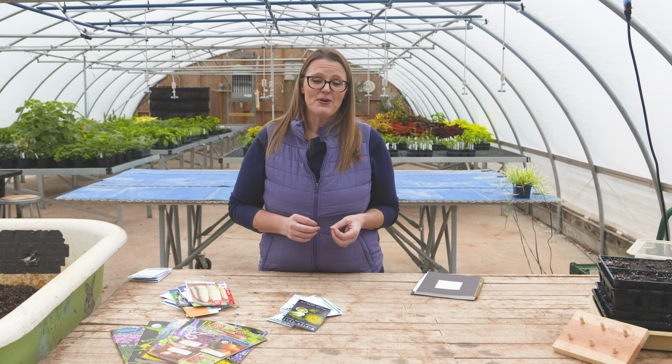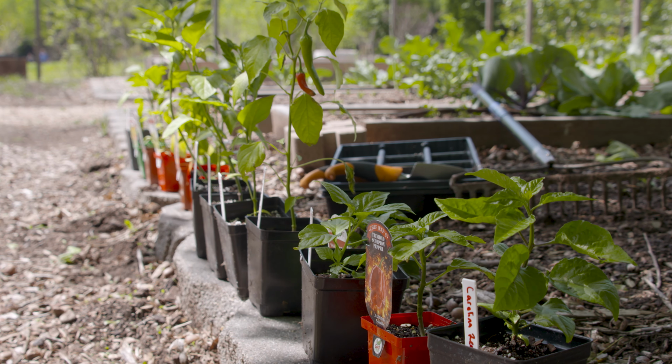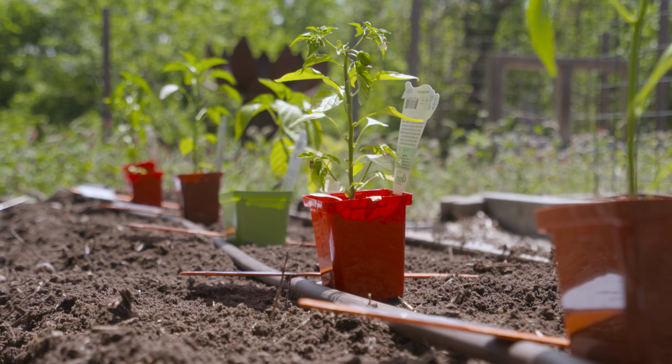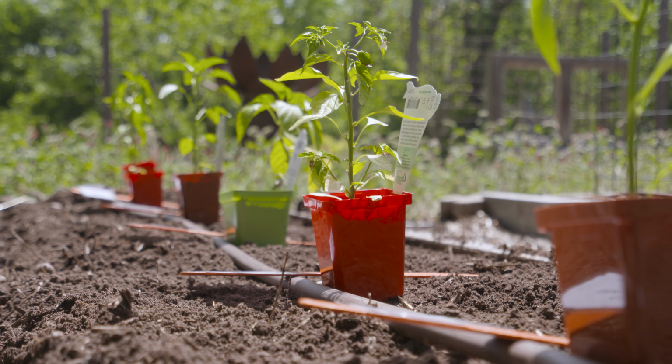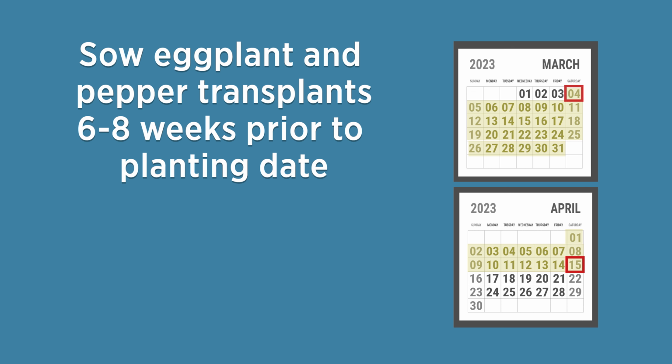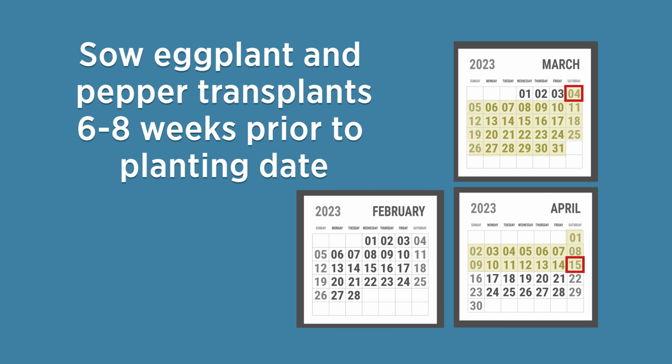There are some warm season crops, however, that you want to go ahead and start growing your transplants for, if you're choosing to grow your own transplants. Now, the first ones that you want to consider growing are your eggplants and your peppers because they need the most amount of time, usually 6 to 8 weeks. So again, using our calendar, if we wanted to plant on April 15th, we would need to count back a minimum of 6 weeks and find that we can sow our seeds indoors by March 4th. However, you can sow those seeds as soon as February 18th as well.